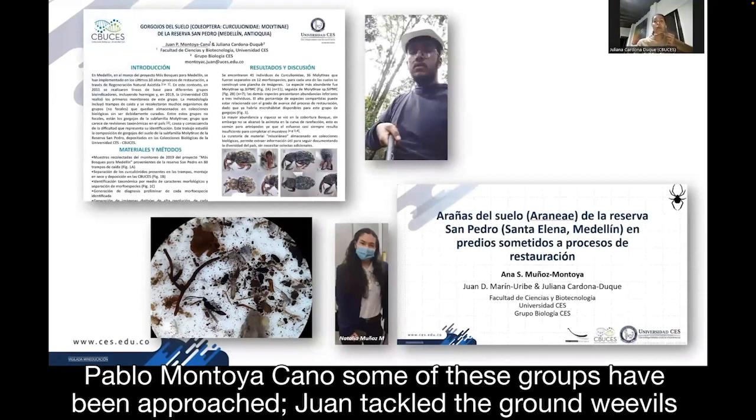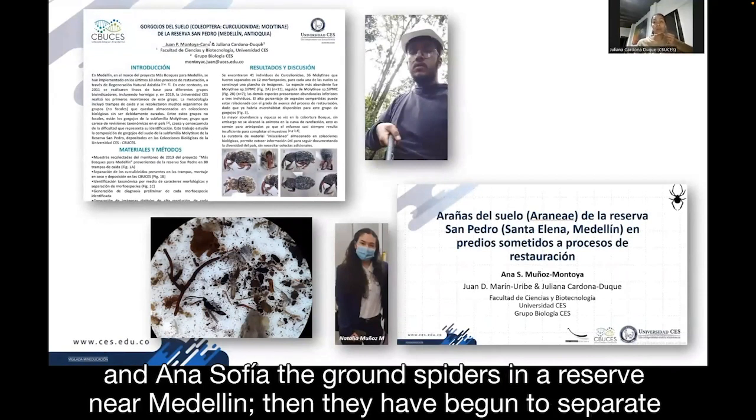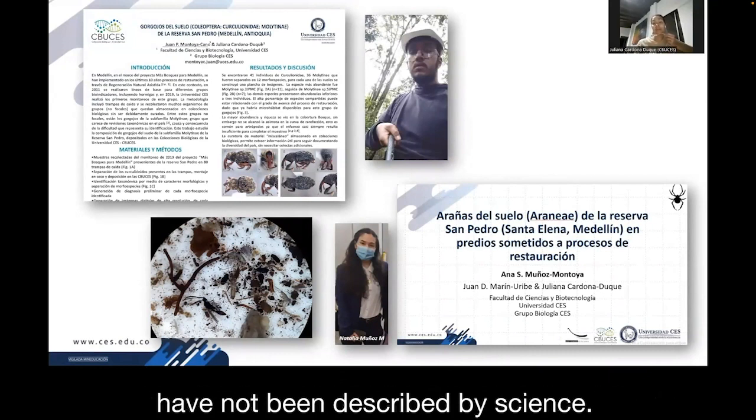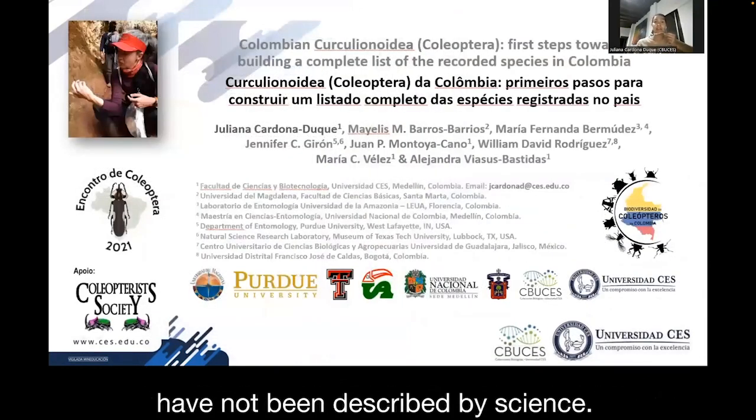Juan abordó los gorgojos del suelo, los picudos del suelo, y Ana Sofía las arañas del suelo en una reserva cercana a Medellín. Entonces han empezado a separar este material, identificarlo, y en algunos escenarios han encontrado también especies que no están descritas para la ciencia.